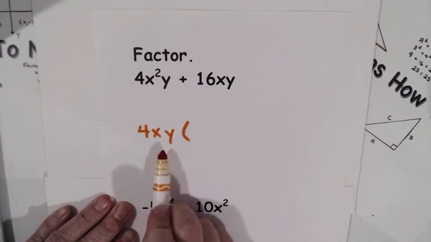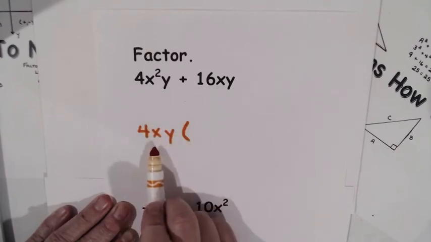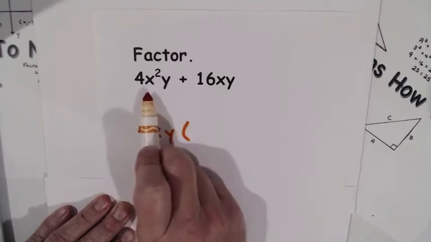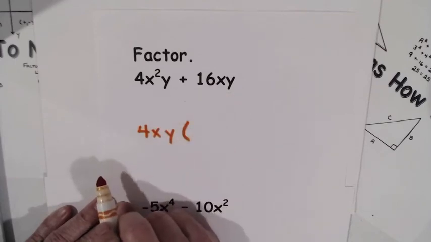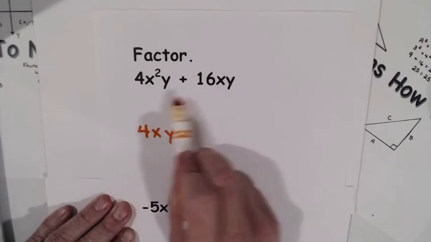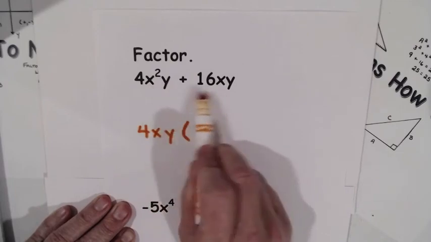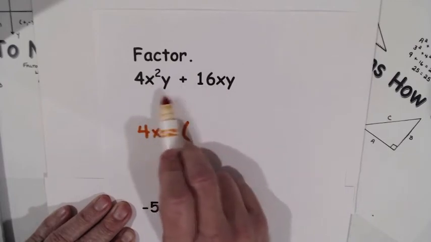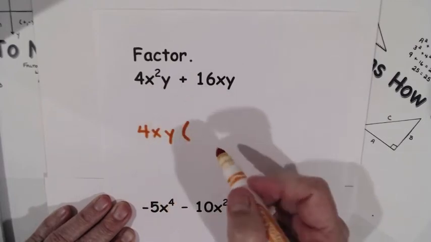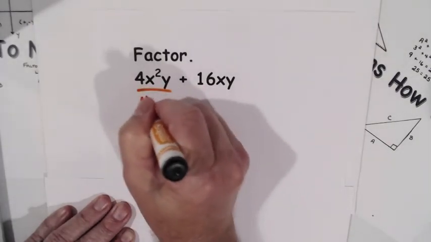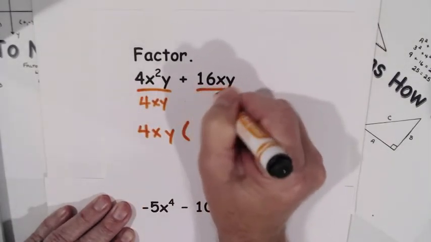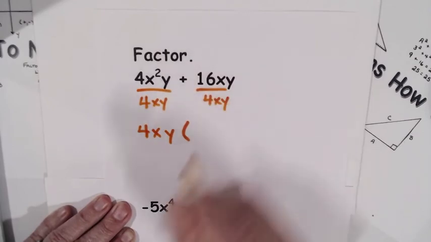I divide each one of these terms up here by this greatest common factor because they had an x and a y in common. I can only pull one x, even though this has x squared, I can only pull one x out of each one of these, and I can pull a y out of each one of these. So let's divide each one of these by 4xy. Divide this one by 4xy.